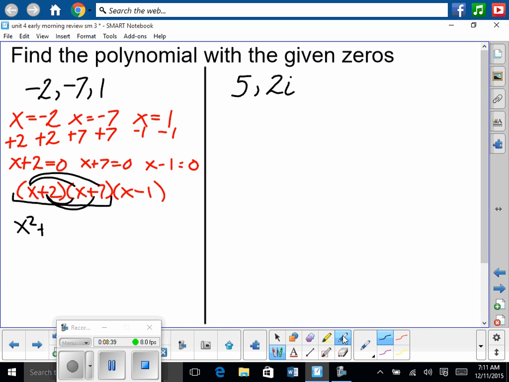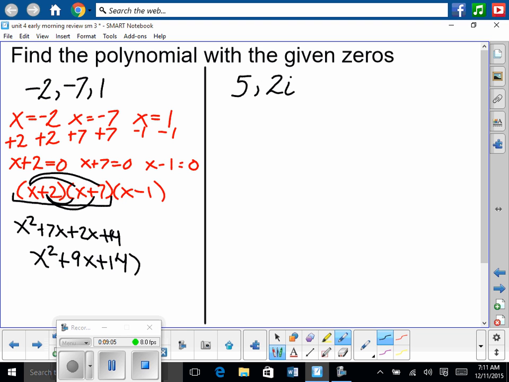Okay, so x squared plus 7x plus 2x plus 14. Combine like terms first. It's 14, that's not a 2. Why the heck? I think that little thing's messing me up. Okay, so plus 14, combine like terms: x squared plus 9x plus 14. Combine like terms first. Does everybody get that?